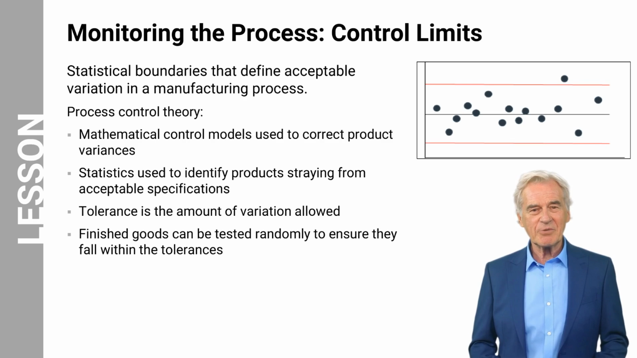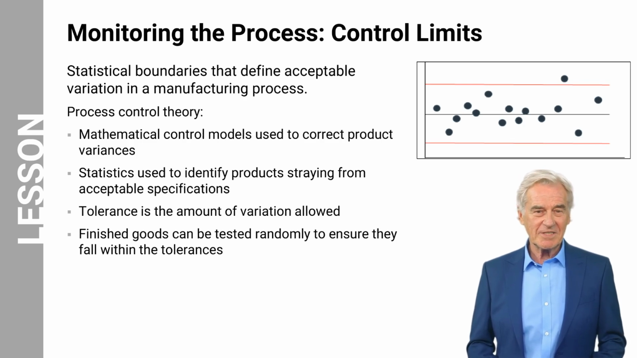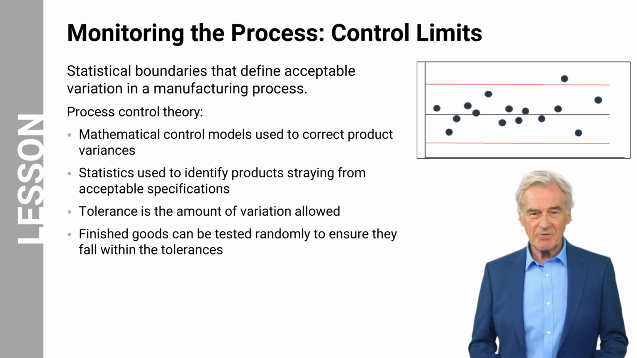Standard deviation, which is the measure of how far something is from the average, is the most common statistical measure when setting engineering tolerances. In manufacturing, a tolerance is the amount of variation allowed in a product. Finished goods can be tested randomly or methodically to ensure they fall within the tolerances that establish a quality product.